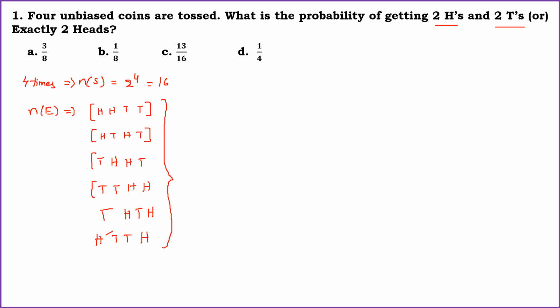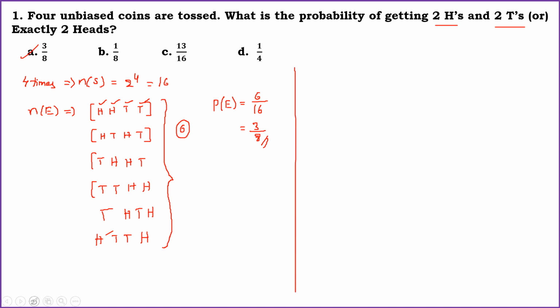Head, head, tail, tail means head on the first coin, head on the second coin, tail on the third coin, tail on the fourth coin. So in total, there are six chances. So the probability of an event occurring is n of E, 6, by n of S, 16, which is 3 by 8. The answer is 3 by 8. Option A is right.